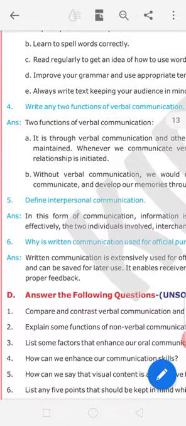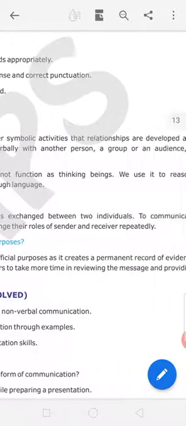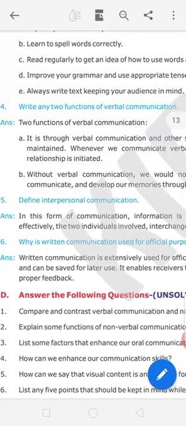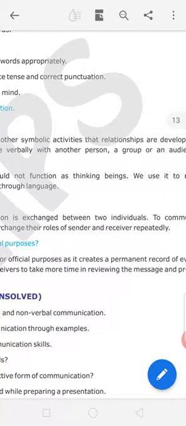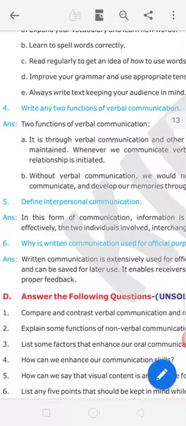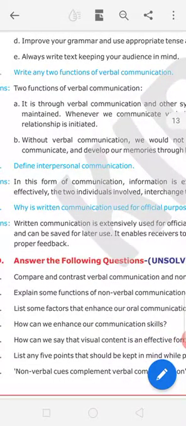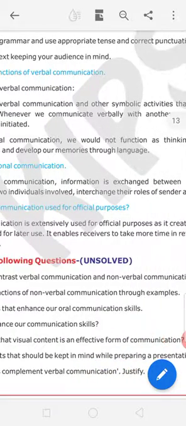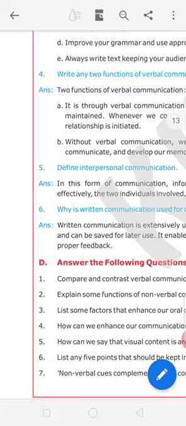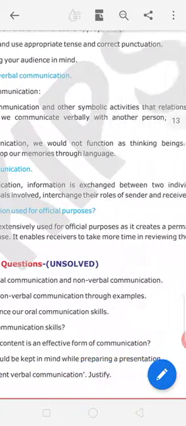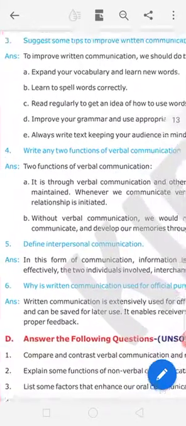Define interpersonal communication. In this form of communication, information is exchanged between two individuals. To communicate effectively, the two individuals involved interchange their roles of sender and receiver repeatedly. Sometimes the sender is the receiver. Why is written communication used for official purposes? Written communication is extensively used for official purposes as it creates a permanent record of evidence and can be saved for later use. It enables receivers to take more time in reviewing the message and providing proper feedback.